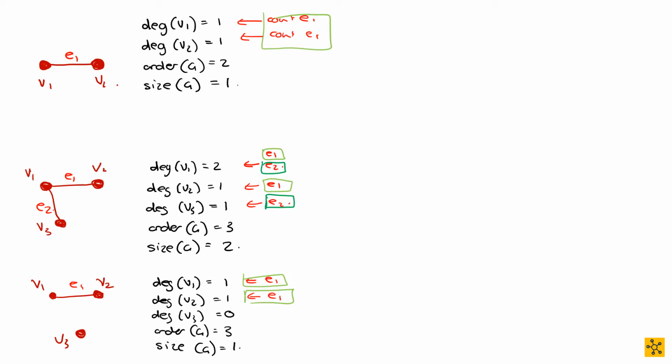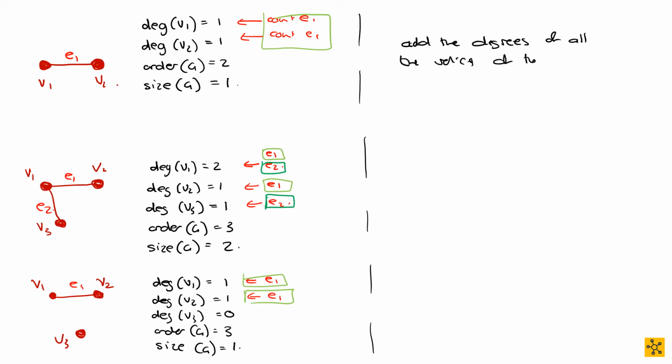Okay, so we've noticed, hopefully, this pattern where if we had to add the degrees of all the vertices of the graph, it would count the edges twice.